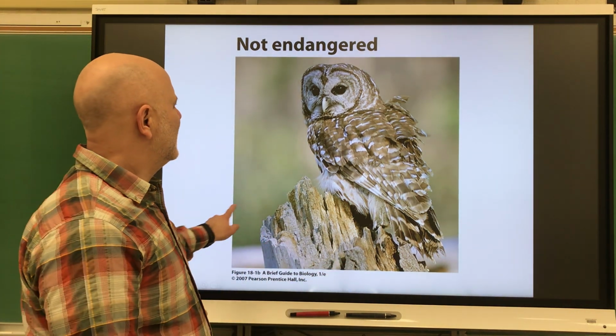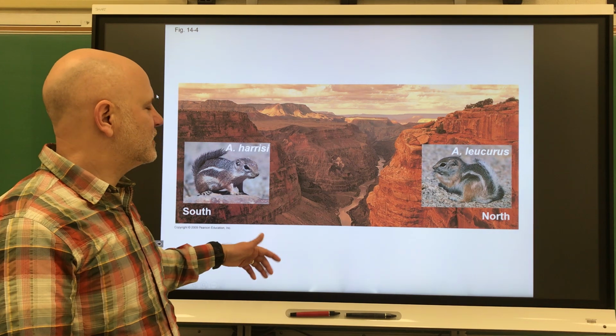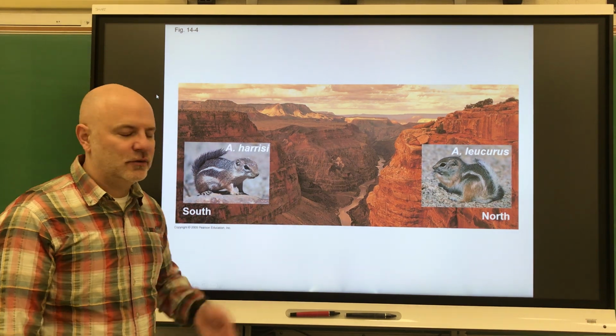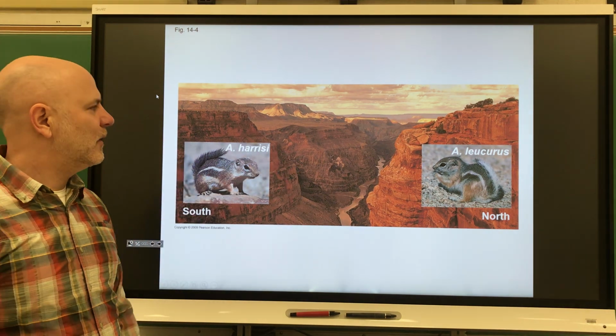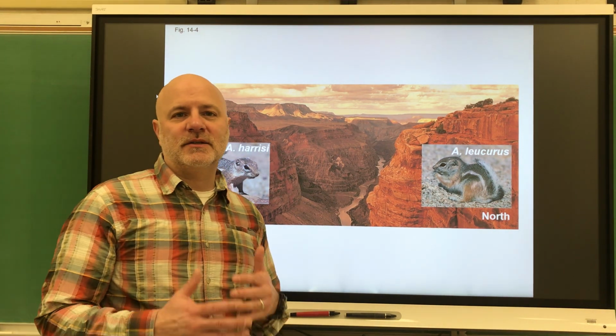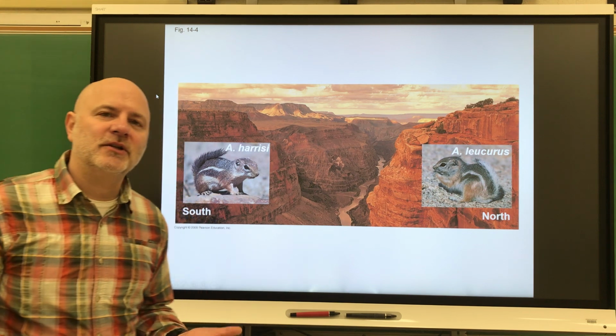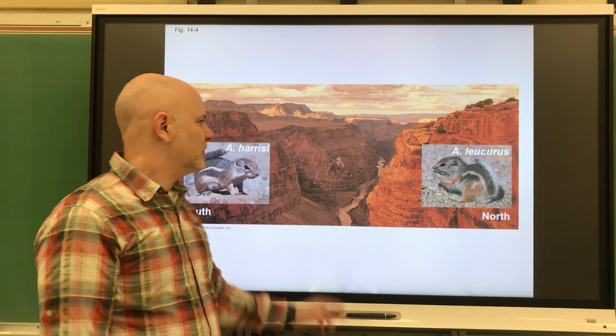All right? Next, here's another example. These are two ground squirrels or chipmunks found on either side of the Grand Canyon. And because the Grand Canyon separates those two populations, they can't interbreed either.